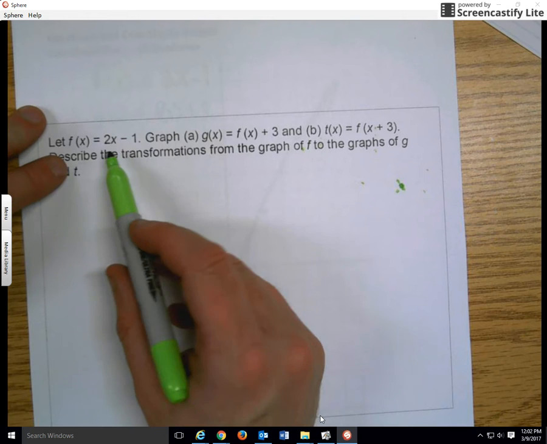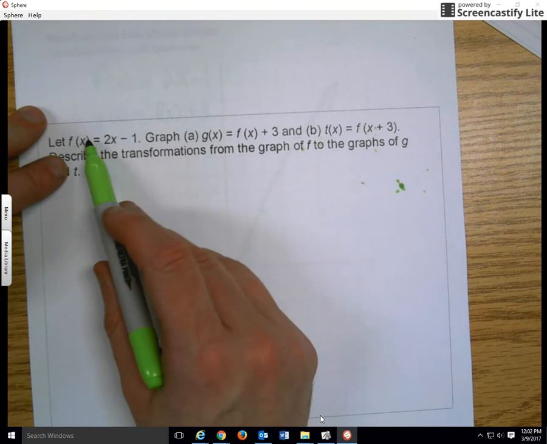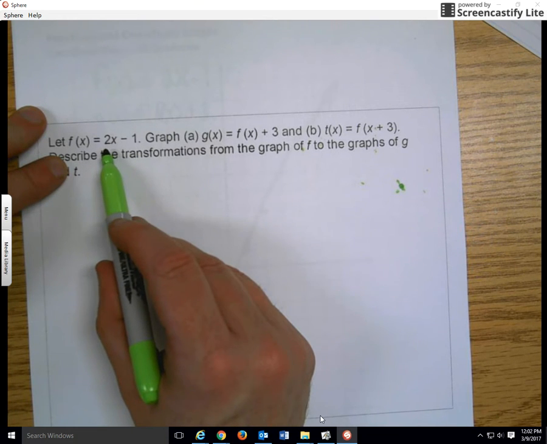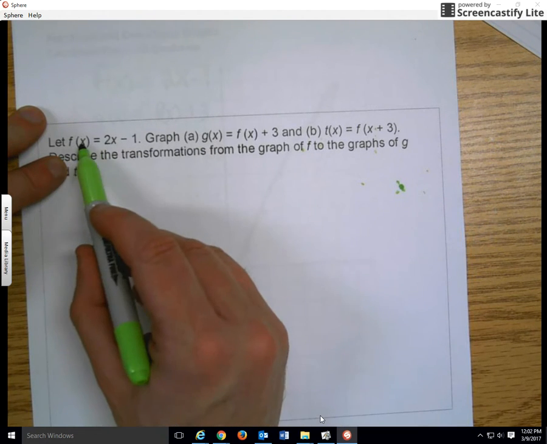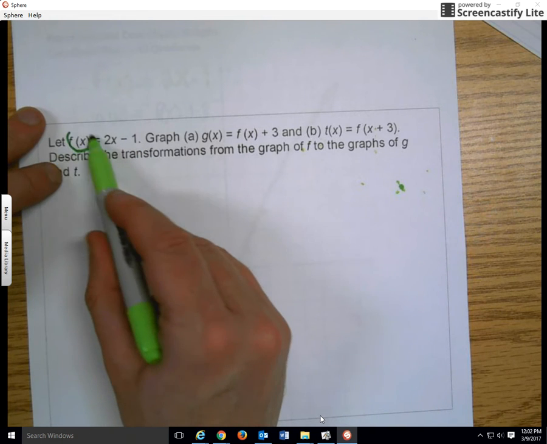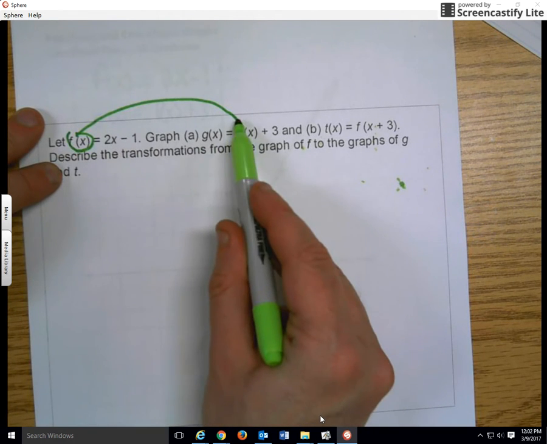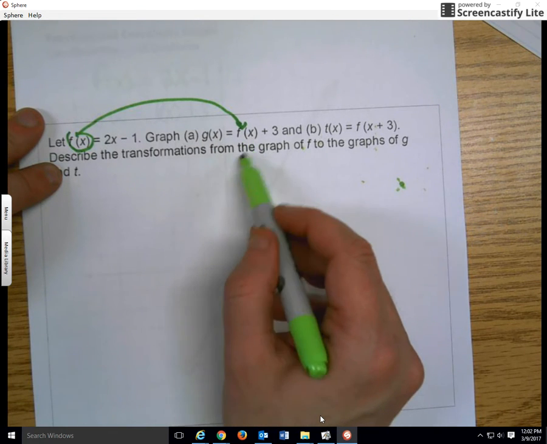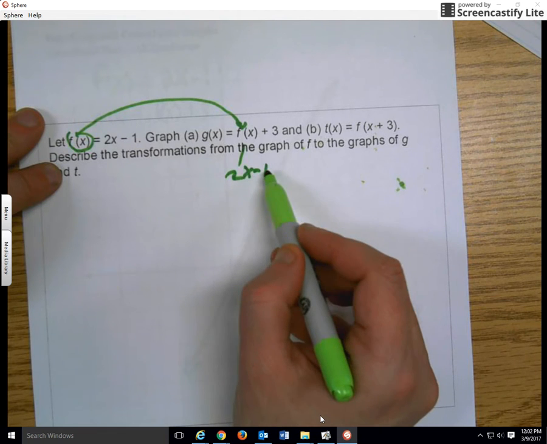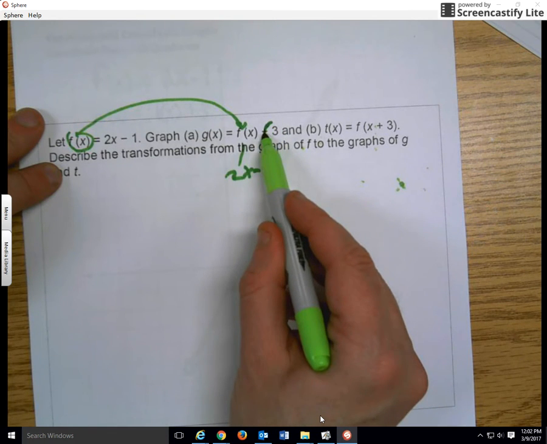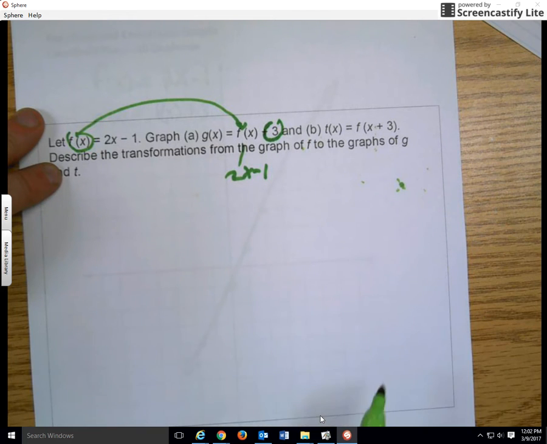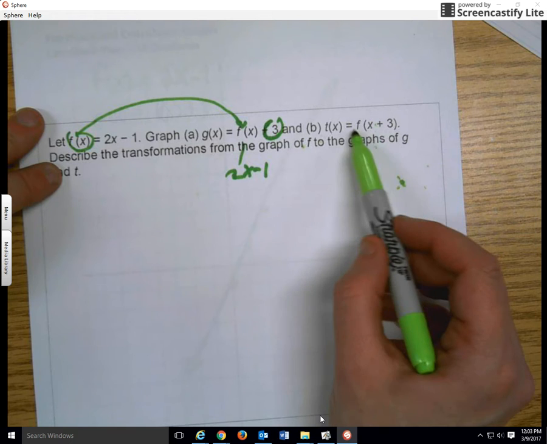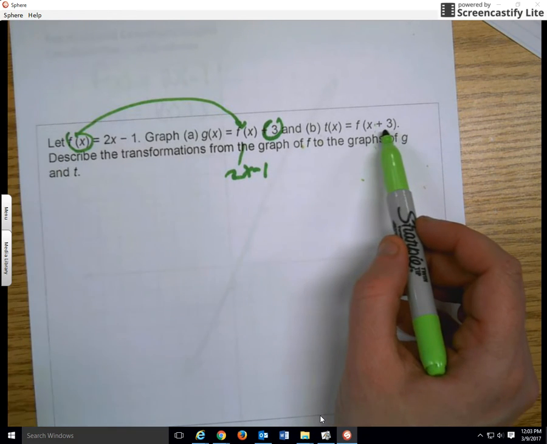So looking at this first one, this is the family that they're all based off of. We'll start with this one, and then we'll take the graph of f of x, and we'll insert it into this g of x. This is the same thing. This is the 2x minus 1. And then we'll transform it by 3. And then later on, we'll take the same graph and we'll transform it horizontally by 3.